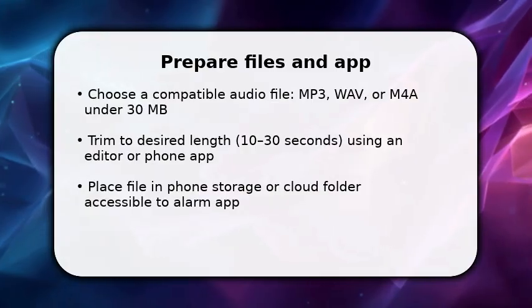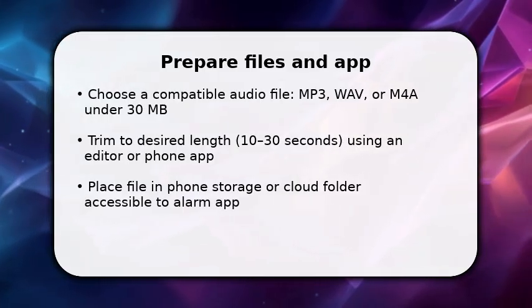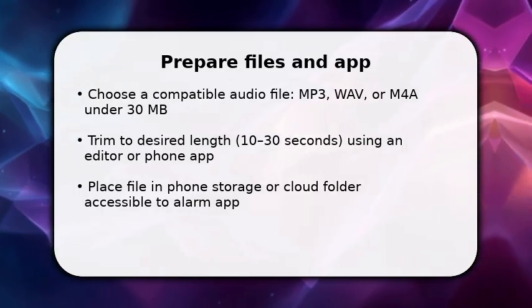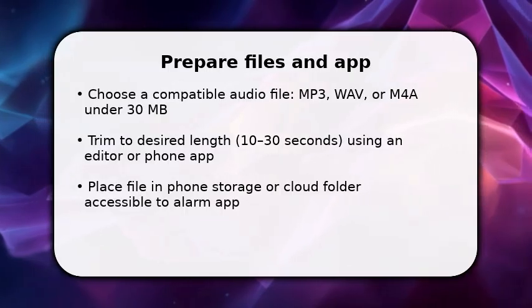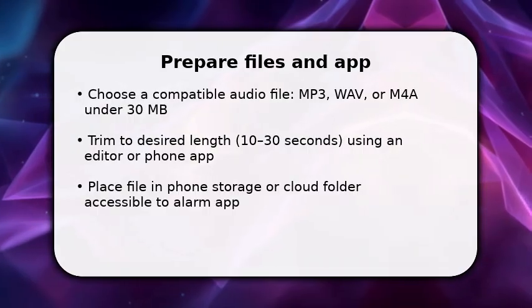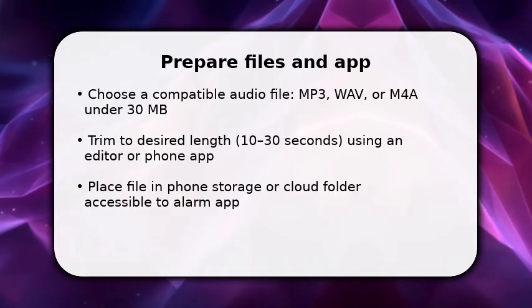You start by confirming the sound format and location so the alarm can access it. First, pick an MP3, WAV, or M4A and trim it to the section you want. Shorter clips avoid cutoff. Once done, save the file to internal storage or a cloud folder that your alarm or clock app can read. Make sure permissions for storage are enabled, otherwise the app cannot see new sounds.